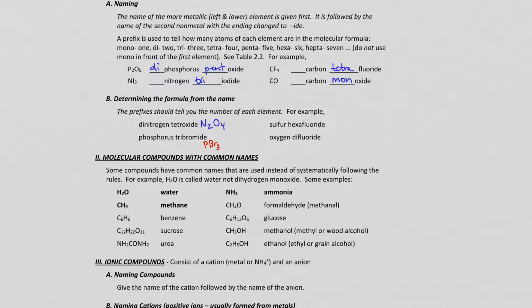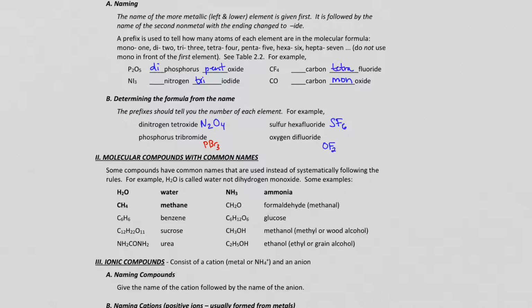Try these next two by yourself really quick. Pausing the video. So we're back. Now let's do these last two, right? Sulfur hexafluoride, so there's no mono there, but it means there's one S, and then hexa means there's 6 fluorides, SF6. And then oxygen difluoride, right? Mono oxygen, we don't write that, so it's just OF2.